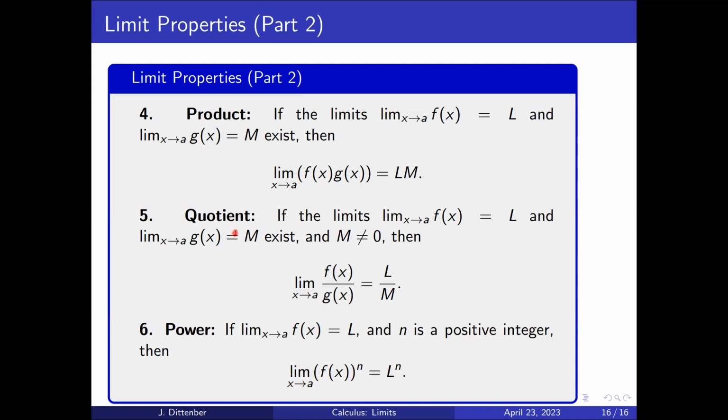We also have the quotient rule. And so this is saying that the limit of the quotient is the quotient of the limits, provided that the bottom one is not zero, of course. And the last one is a power, which is also very useful. I know it says n is a positive integer here, but this also works for rational exponents. So if you wanted to take the limit of a square root, you can take the square root of the limit. That's what we're saying here.